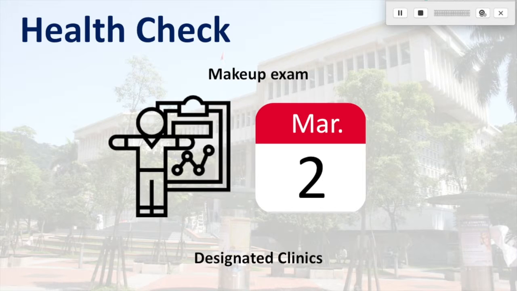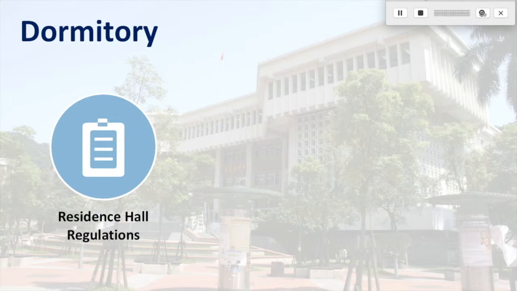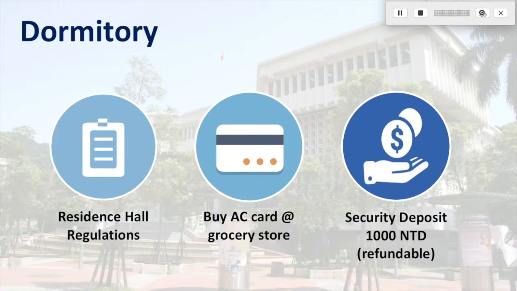And if you live in Dong, please read the residence hall regulations online. If you would like to use the air conditioner in your room, you have to buy a prepaid card from the grocery store. What about the $1,080 beside the dorm fee? Well, it's a security deposit. The deposit will be fully refunded if you maintain good condition of your room when you move out at the end of the semester. Further reminders for dorm residents are enclosed in your package.